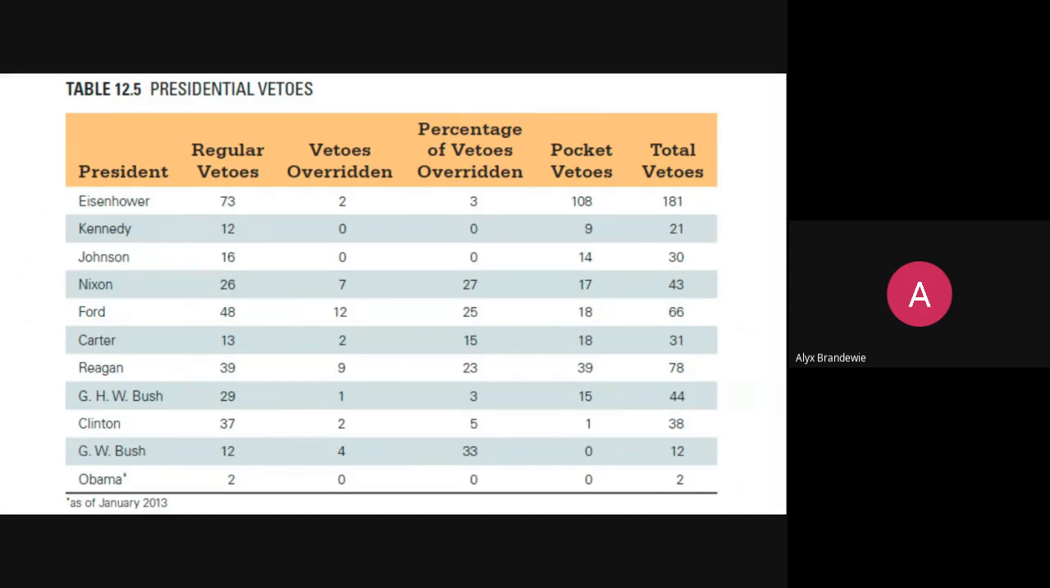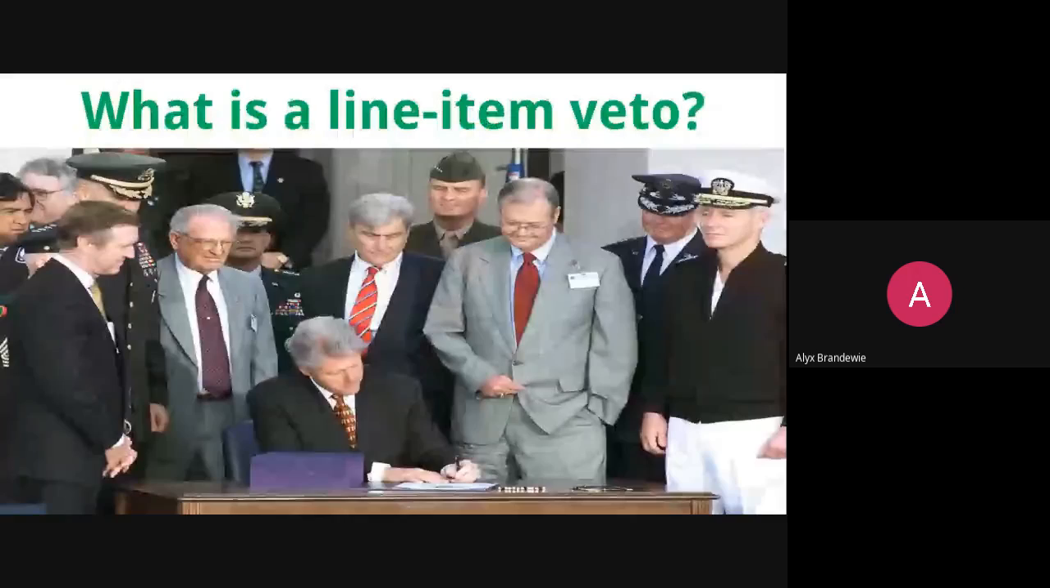So pocket vetoes, while they are within the responsibilities and rights of the president when it comes to the legislative process, have not been a significantly used piece in more recent history. Another type of veto that you may have heard of is a line item veto. The line item veto power is not something that the president has. So a line item veto would allow the president to veto a part of the bill without vetoing the whole thing.